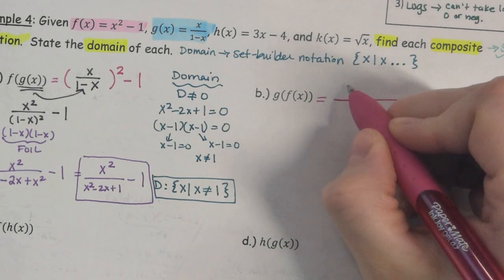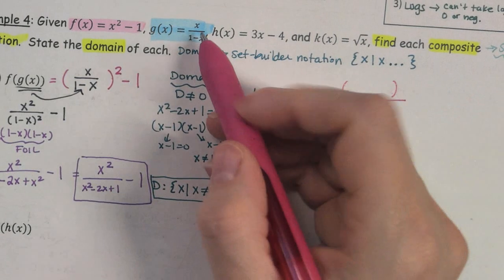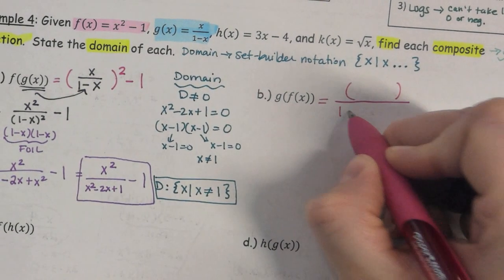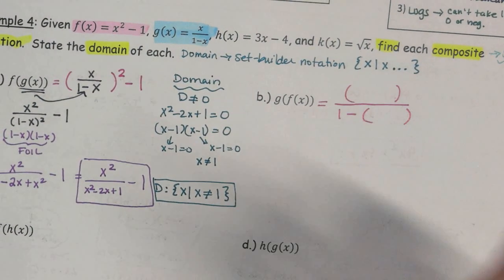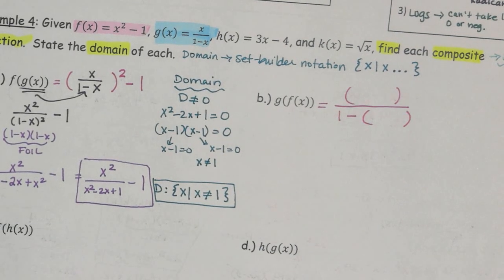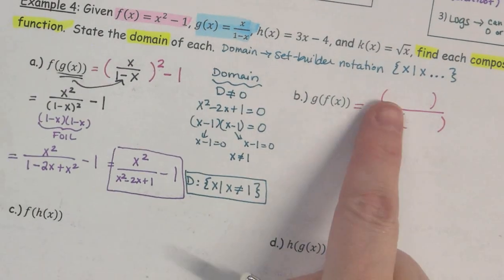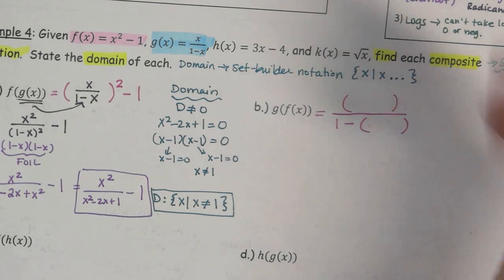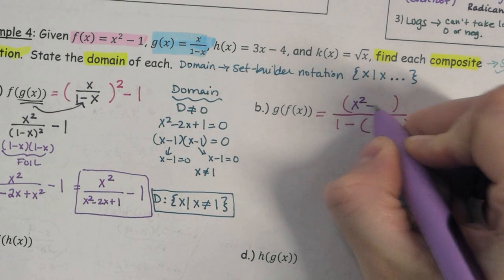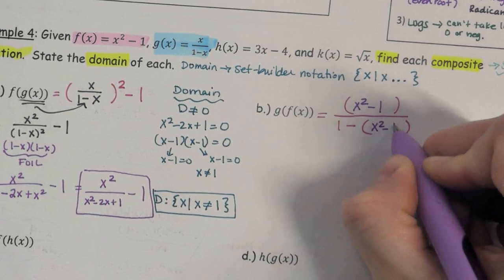Parentheses. So this is going to be parentheses on top, over 1 minus parentheses. Now you can do the substitution. So we're going to plug f of x in. If there's more than one x, like there is here, you're just going to plug it in into both of those places.